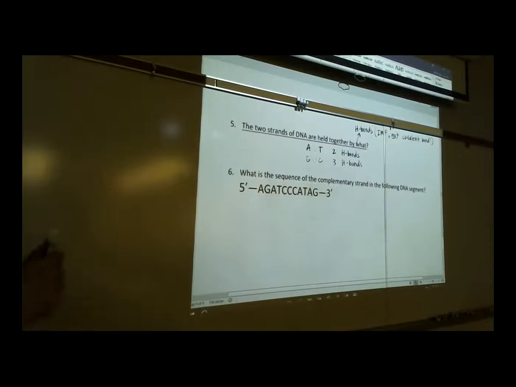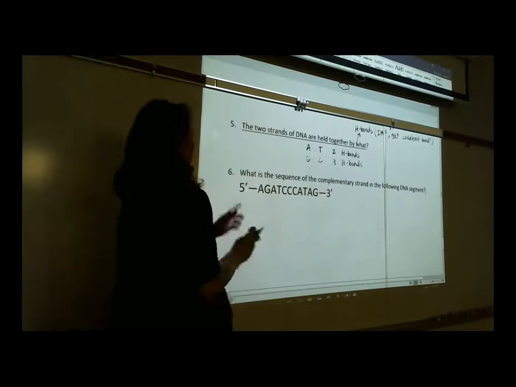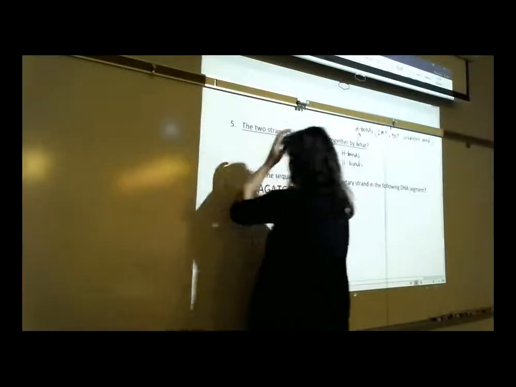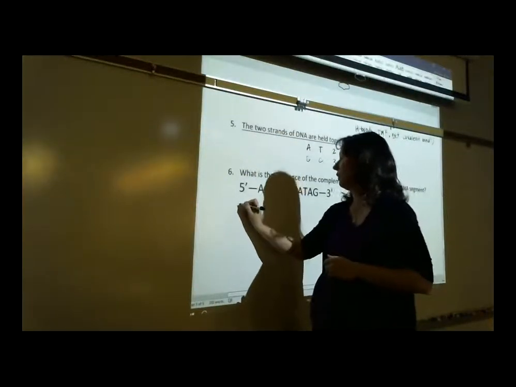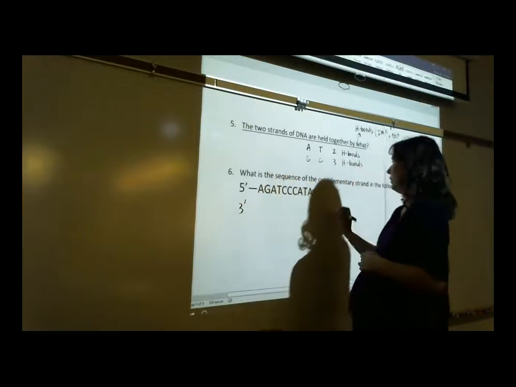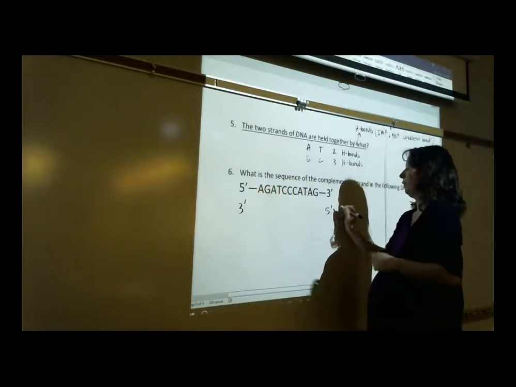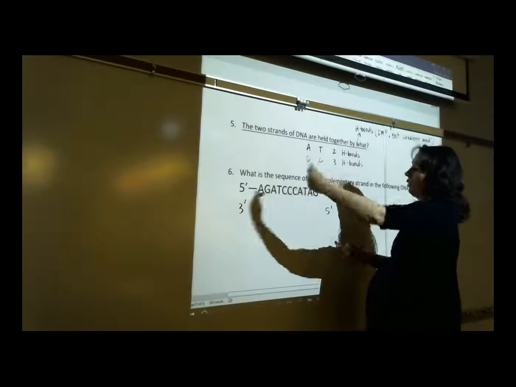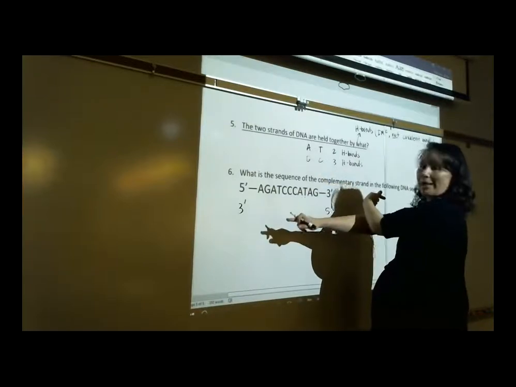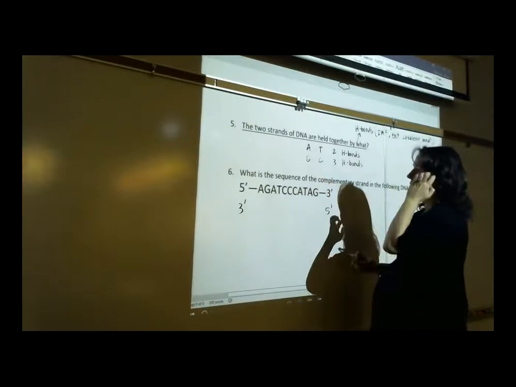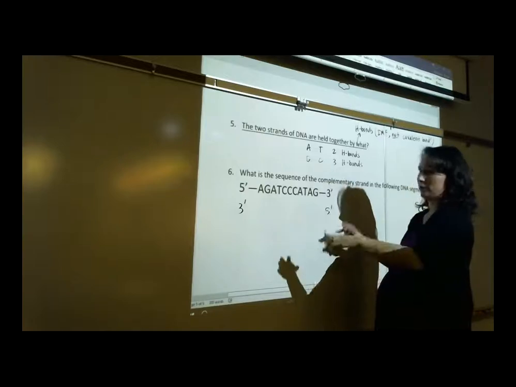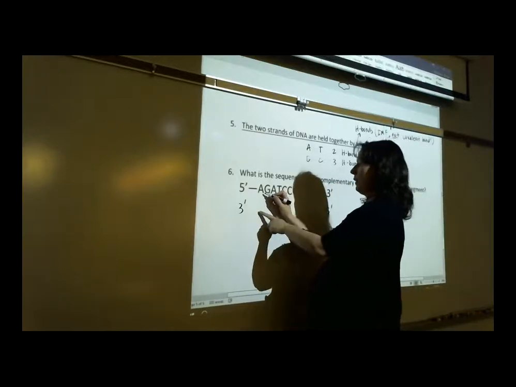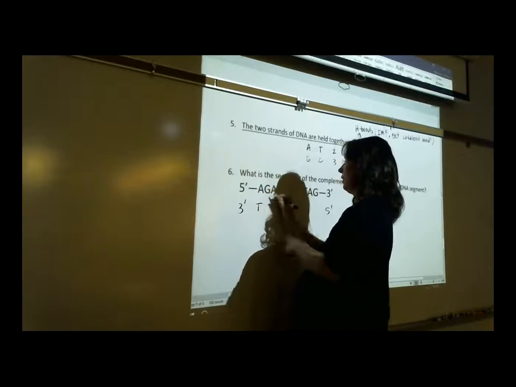There we go. So if this is the DNA, 5' to 3', then that means that the complementary strand would be 3' to 5', right? Because they run anti-parallel. It's like one's going east and one's going west, right? They run anti-parallel. And then all you would need to do is list what's on the other side. So the complement of A is T, complement of G is C.